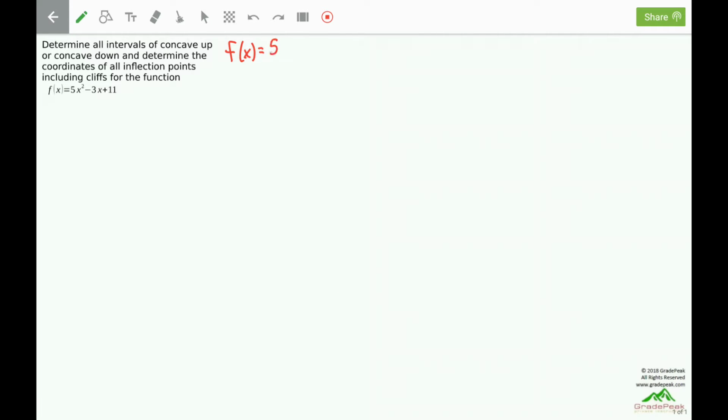F of x equals 5x squared minus 3x plus 11, which is a polynomial, and a polynomial has a domain that is all real numbers, or negative infinity to positive infinity. The next thing to do is find all candidate numbers. We will need the second derivative. We will start with the first derivative.